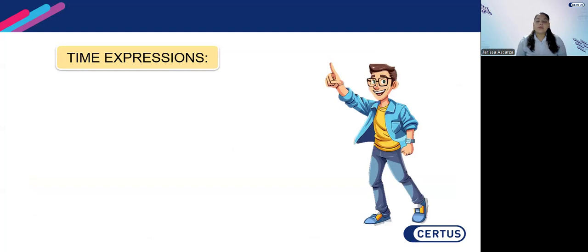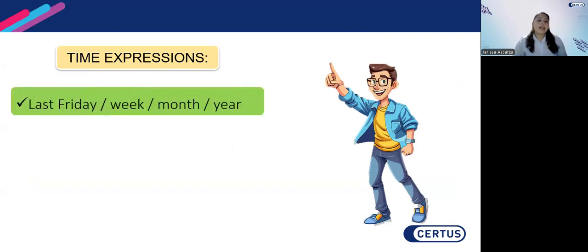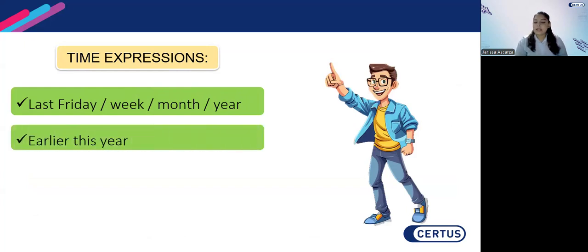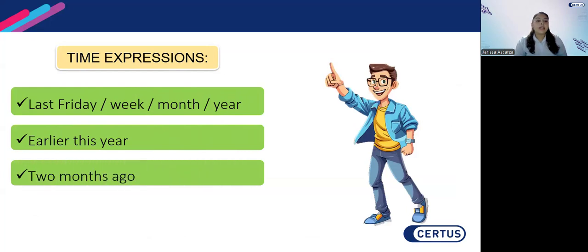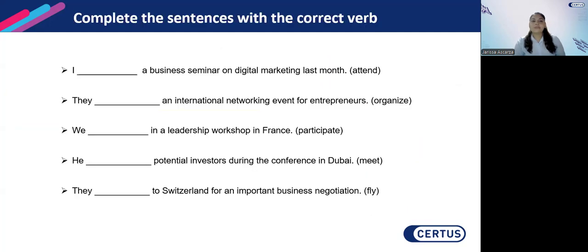When we are going to talk about past tense, and we are using these verbs in the past, we have to use time expressions. It is important. Like last Friday, last week, last month, last year. Also, you can use earlier this year, this morning, 2 months ago, in 1985, in 2020, okay? This kind of time expression helps us to find out that we are talking in the past, right?